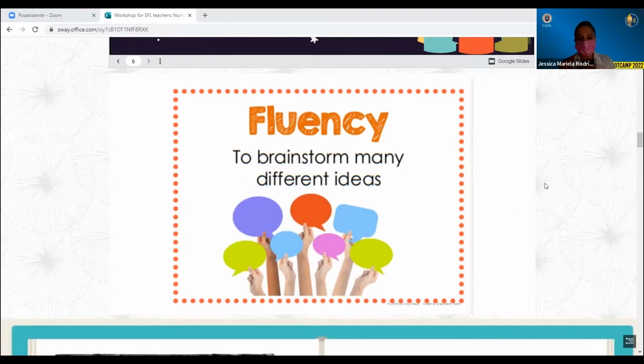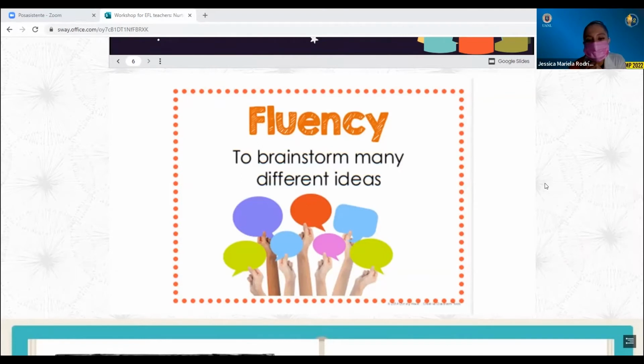All right, what are we going to do now? I'm going to show you 2 activities for each element. Remember that we said that there are 4 elements according to Torrance. We have fluency, flexibility, originality, and elaboration, right? We have 4 different elements or characteristics to enhance and unleash creativity. And the first one is fluency.